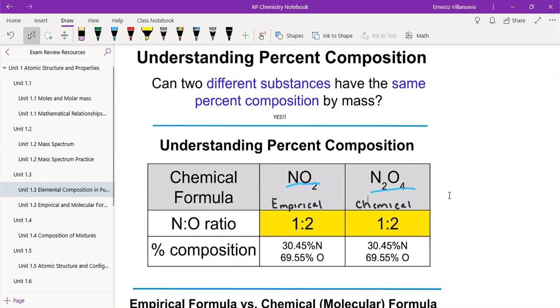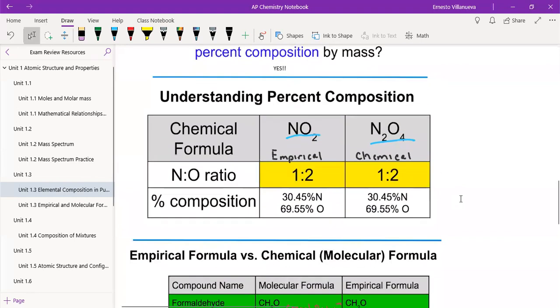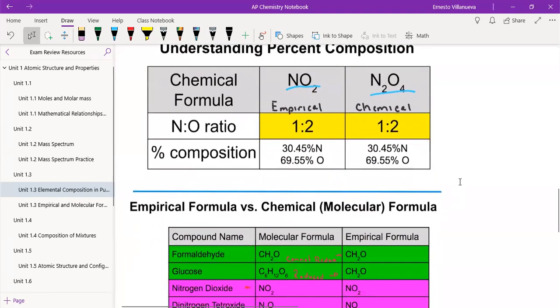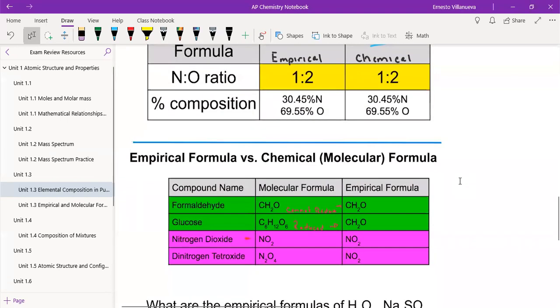So when you see a question that says something along the lines of, can two different substances have the same percent composition? Well, yeah, absolutely. Because the percent composition is made up by the ratio. And if you're taking the empirical formula and the chemical formula, those ratios shouldn't change. And if the ratios remain the same, even though the mass is different, you should end up with the same percent composition. Now, the difference between a molecular and an empirical formula is pretty simple. It's just whether or not something can be reduced. Can you take the formula and all the subscripts that we see here and reduce them to a simpler form?